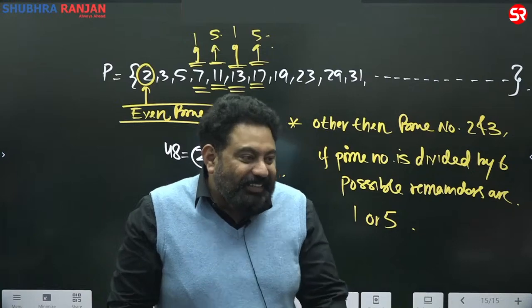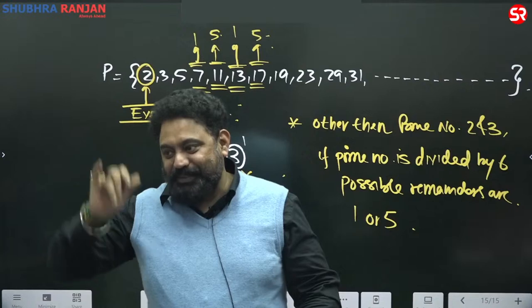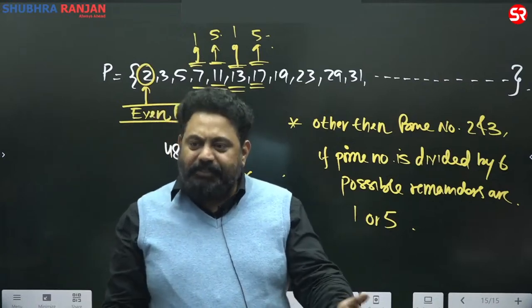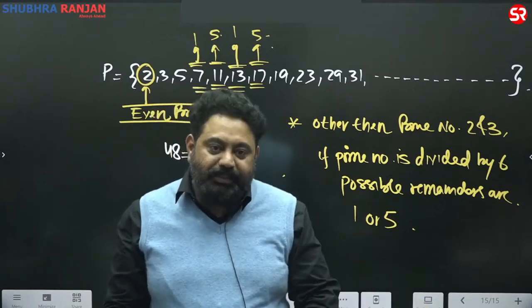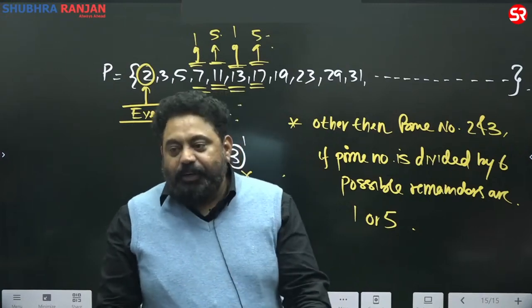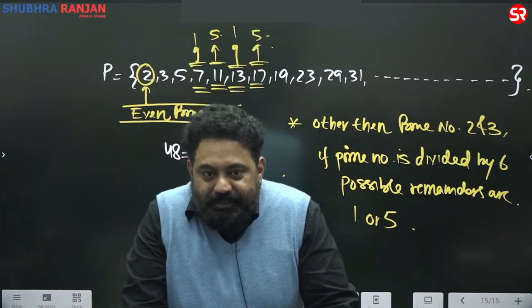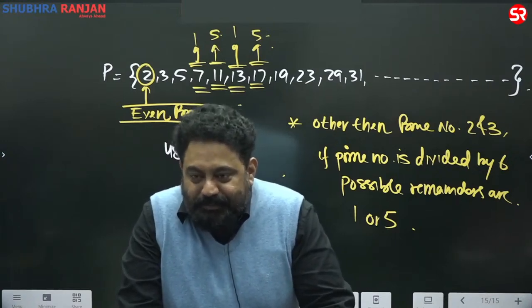Got it? If it leaves a remainder other than 1 and 5, it cannot be a prime number. If it leaves remainder 1 or 5, obviously it can be. Right? So how do you check it? Let's talk about it. How do we find the given number is a prime number or not?